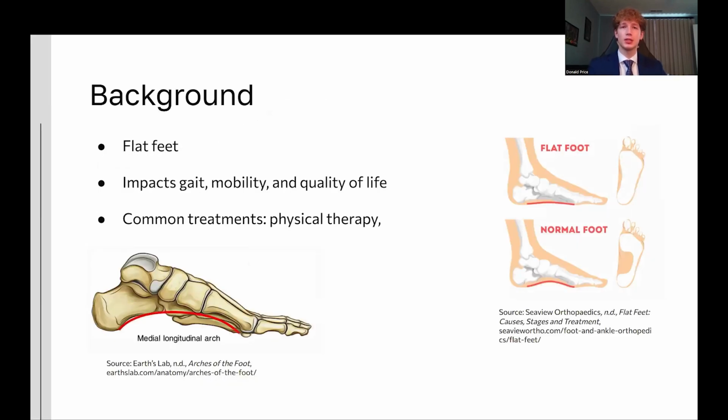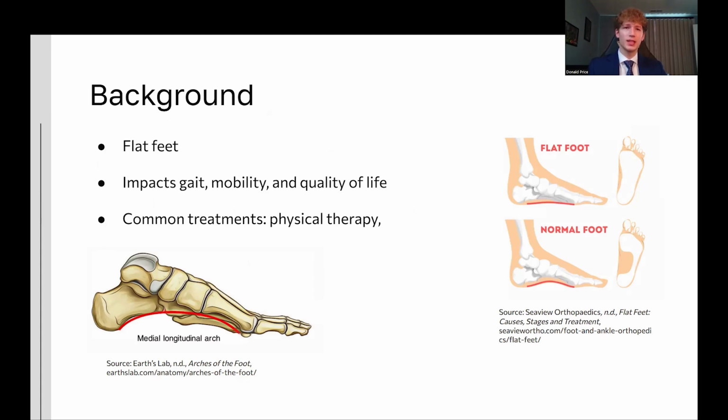Flat feet is a common condition that affects both youth and adults and can significantly reduce mobility and quality of life. In a normal foot, the medial longitudinal arch, the inner curve that runs from the heel to the ball of the foot, supports the body's weight and helps absorb impact during walking and running. In individuals with flat feet, this arch collapses downwards when standing or walking.